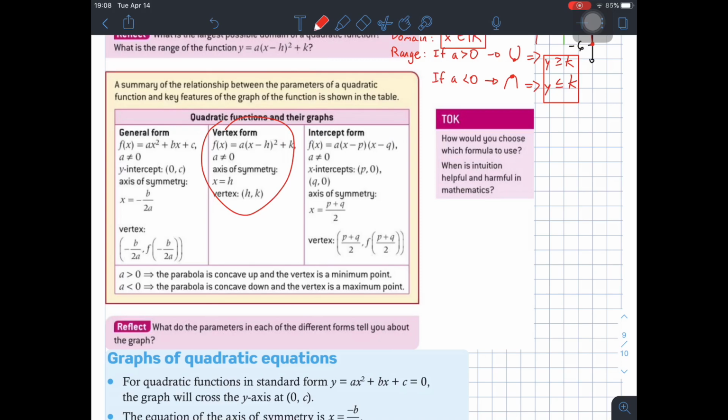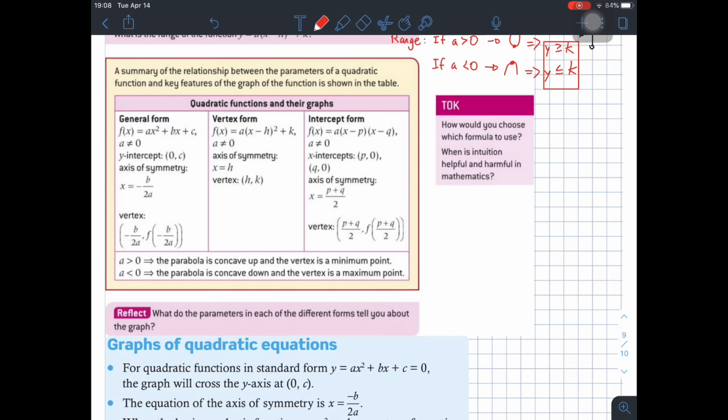Then we have the vertex form, which has this form, a times x minus h squared plus k, where a is different from 0, and the axis of symmetry is x equals h, this value over here, and the vertex has coordinates h for the x-coordinate and k for the y-coordinate. So this vertex form tells us the vertex directly. The general form tells us the y-intercept directly.